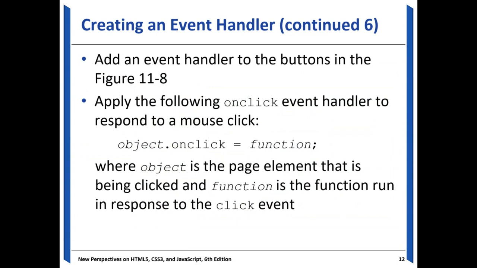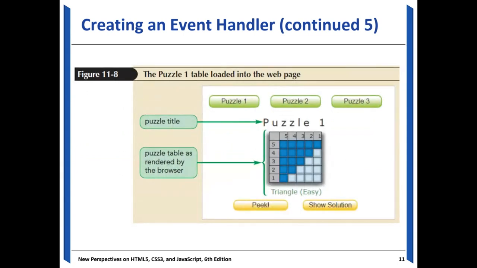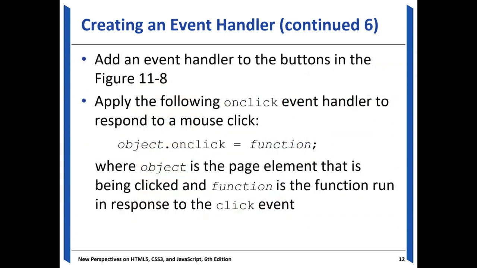As you're working through the chapter, you will have to add an event handler to the buttons that were in figure 11-8, which are these buttons here. So you would add the onClick event handler. What onClick does is it responds to a mouse click. Once again, we're setting this up. We have our object for this, and in this, we're adding an onClick. The onClick is telling the browser, telling the JavaScript function, that when this is clicked, perform this function.